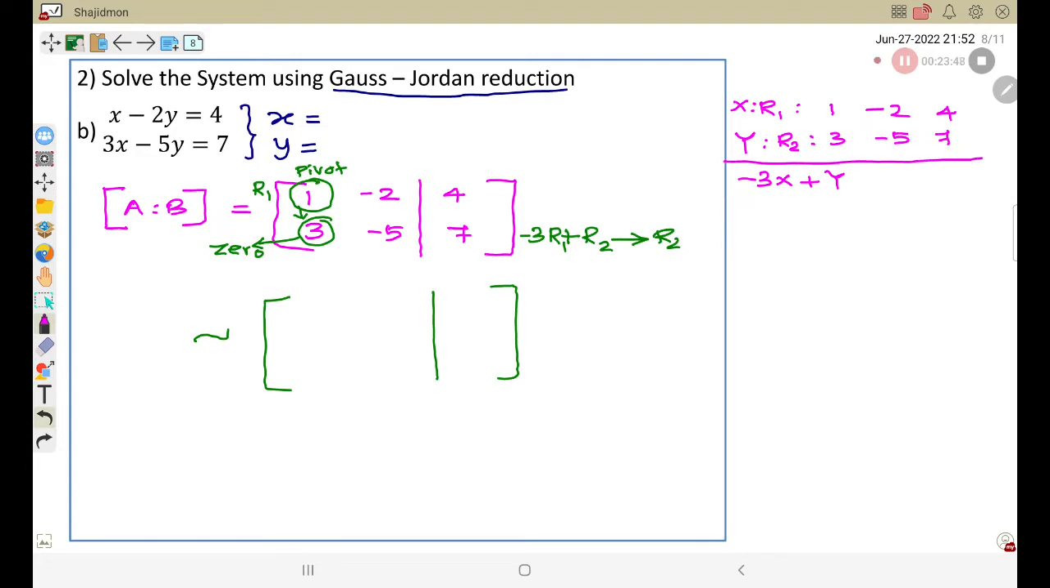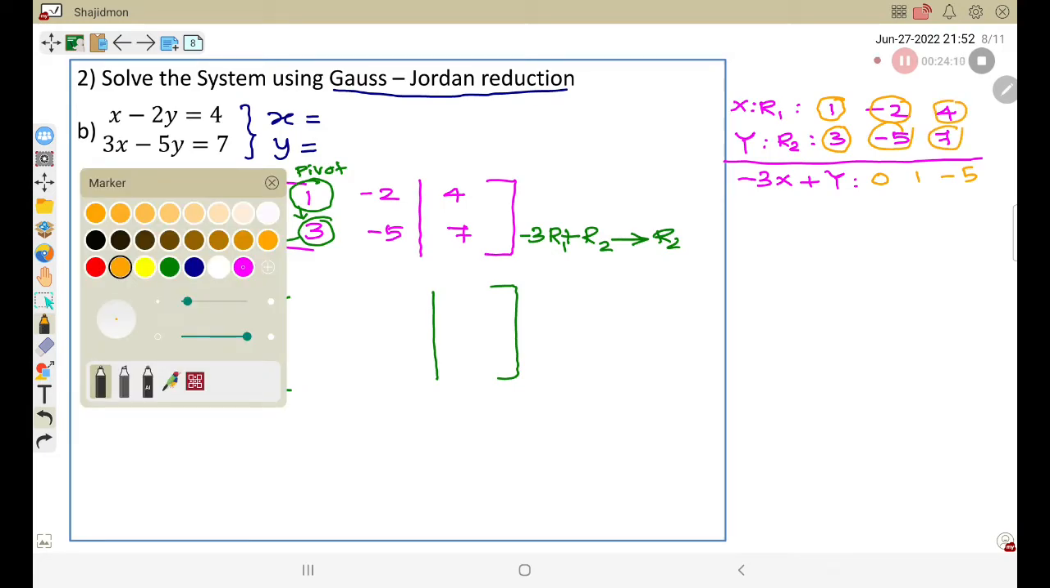So enter it in your calculator. You can use the calc button. Once you have minus 3x plus y, type in your calculator: calc 1, 3. So you will get 0, 1 and minus 5. Then enter this as usual before we discuss it. So what is the equivalent matrix?